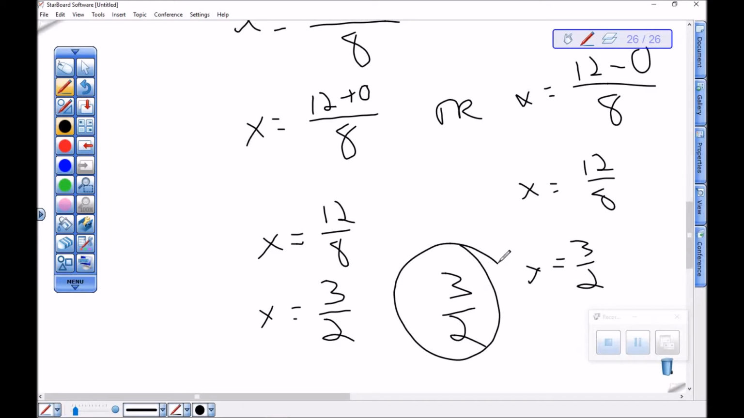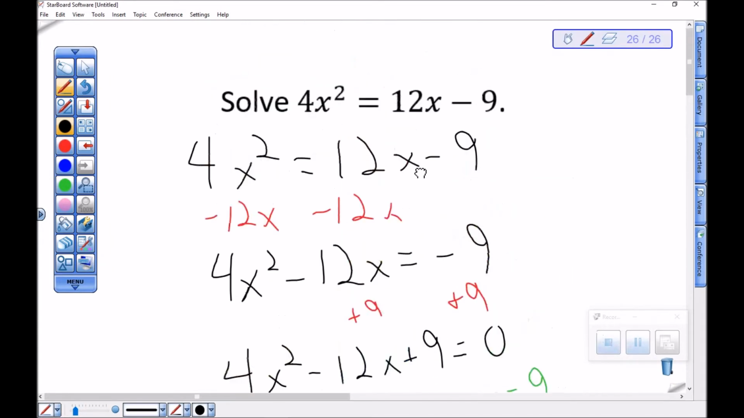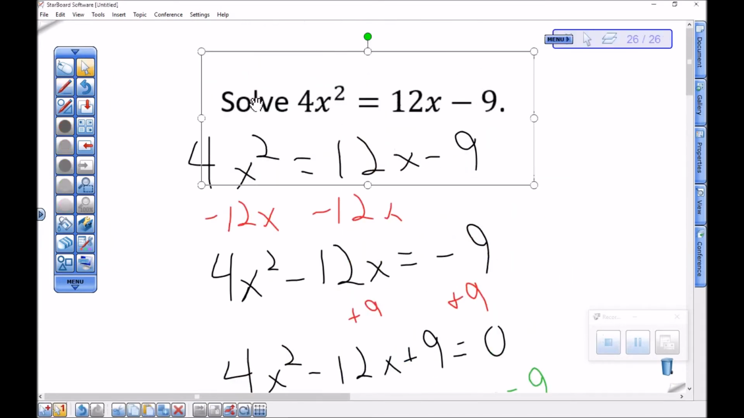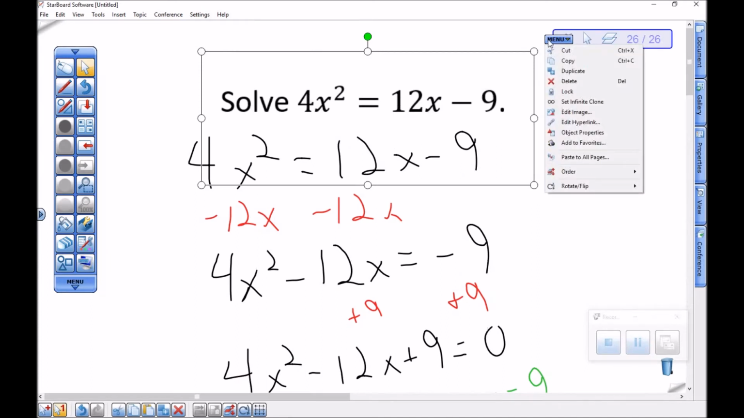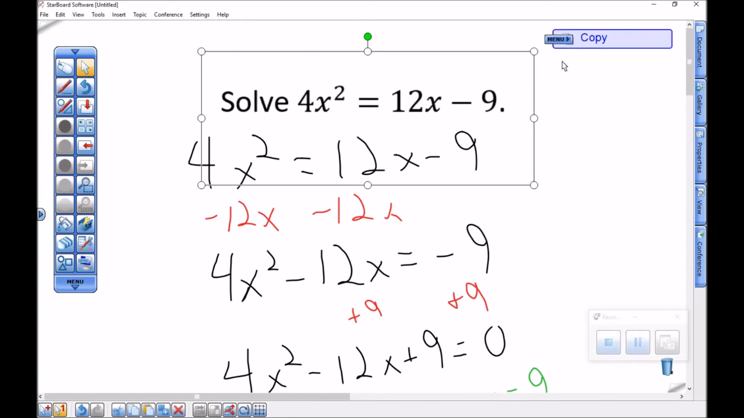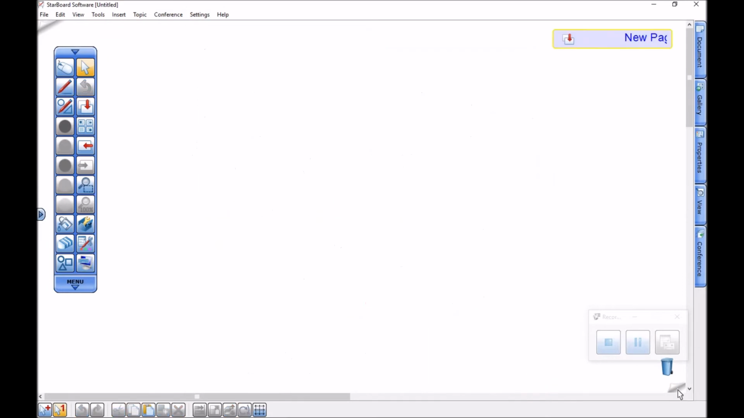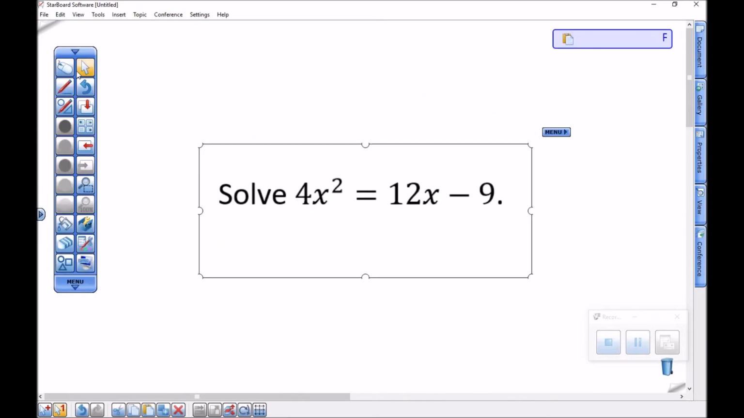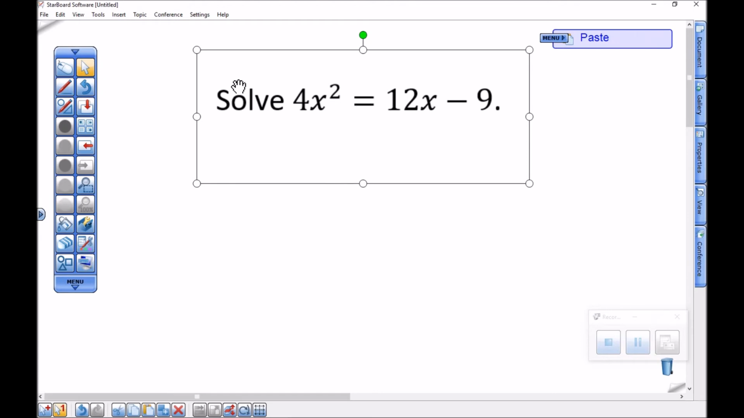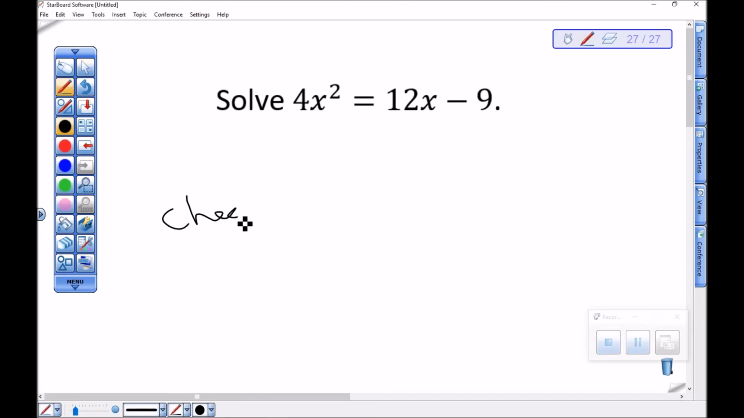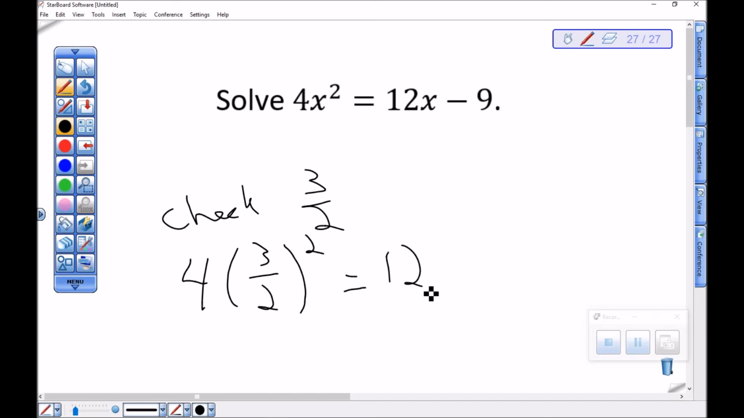Let's do a quick check. I forgot to copy it, so let's go up here. Need to grab this guy. Go to the next page. Put this guy. And I want to check 3 halves. So I want to know if 4 times 3 halves squared is the same as 12 times 3 halves minus 9.